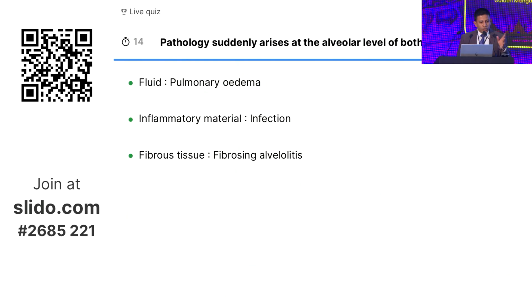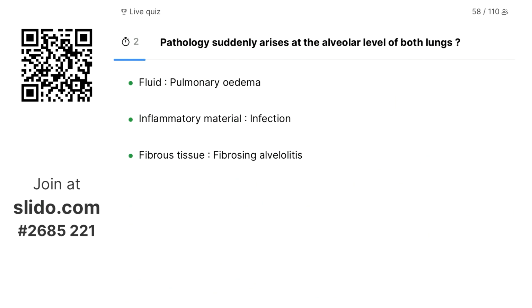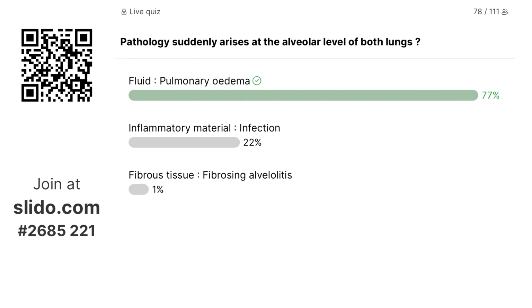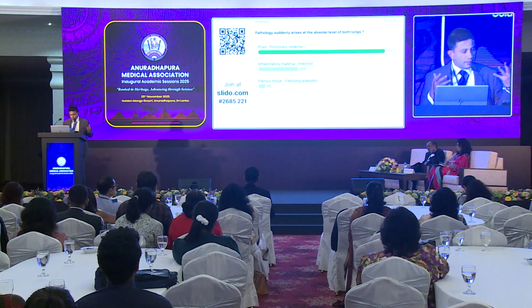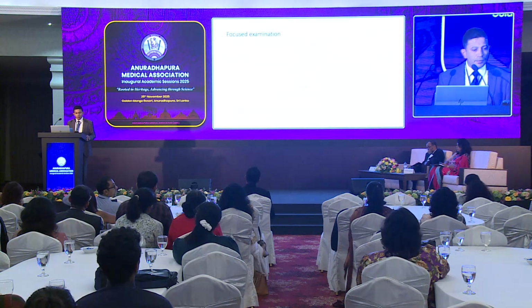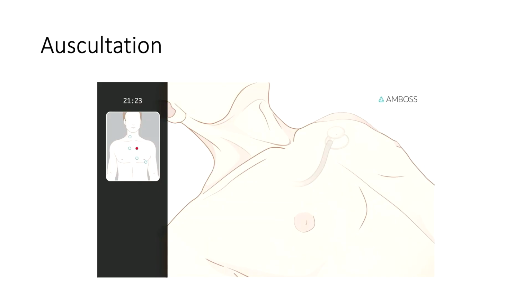What is the pathology which could suddenly arise at the alveolar level of both lungs? Fluid, inflammatory material, fibrous tissue. Yeah, it has to be fluid, isn't it? When the venous pressure goes up, your fluid can extravasate into the alveolar membrane, blocking oxygen coming to the vessel, so you become hypoxic and short of breath. Examination reveals elevated JVP. This is the auscultation of his heart. Just listen.